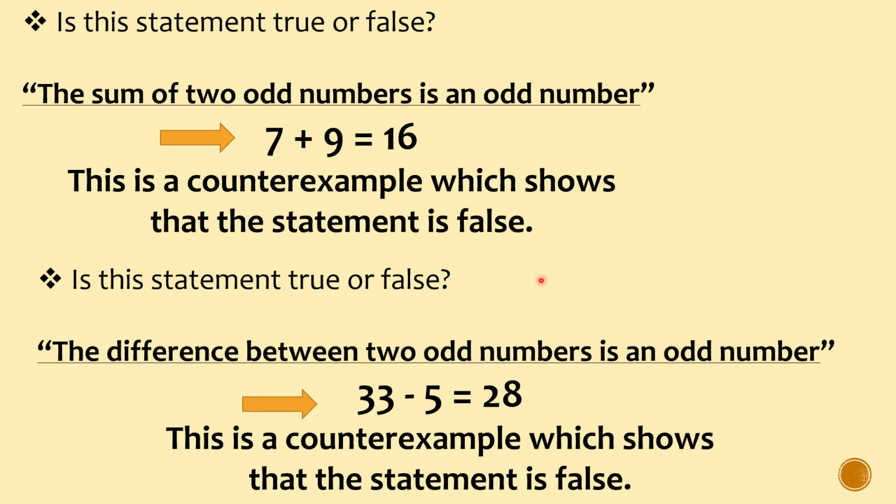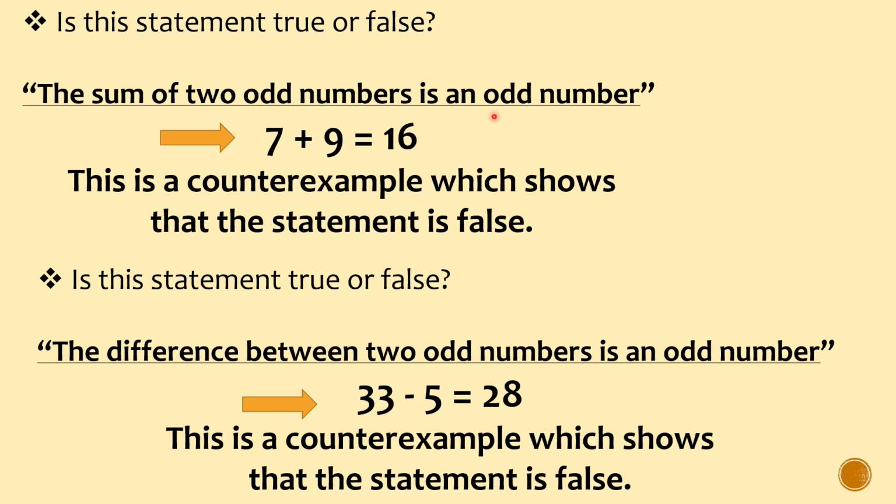Now here you have to tell whether this statement is true or false. The sum of two odd numbers is an odd number. If I ask you whether this statement is right or wrong, the sum of two odd numbers is an odd number. So how would you show me whether this statement is true or false? You'll obviously write examples. Okay.